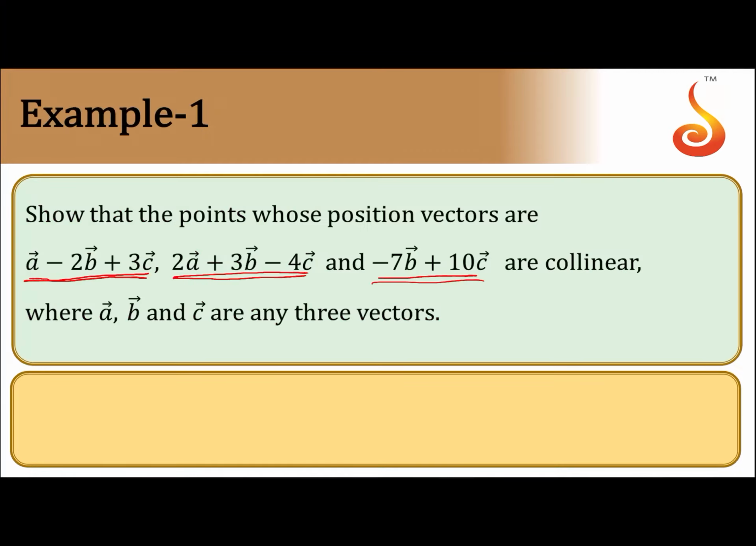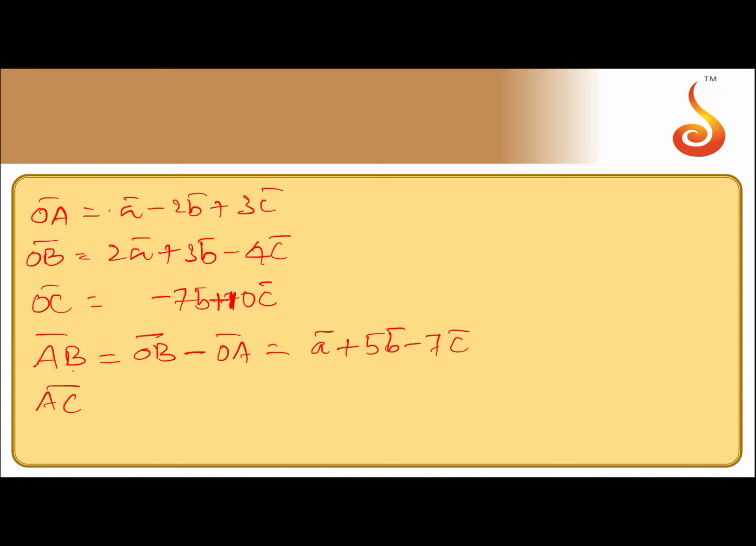Similarly, calculate AC vector. That is the position vector of terminal point C minus position vector of initial point A. It's nothing but AC vector. That is equal to OC minus OA. Minus 7 plus 2 minus 5B. 10 minus 3 plus 7C.